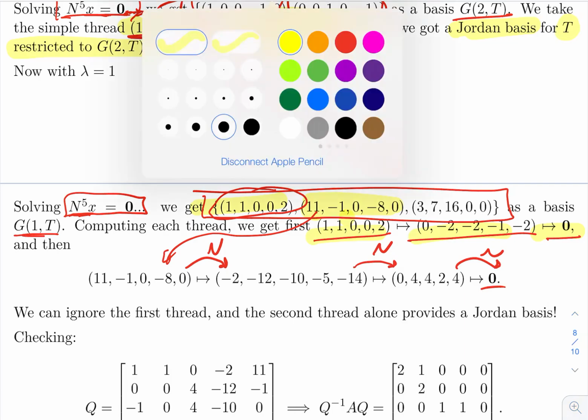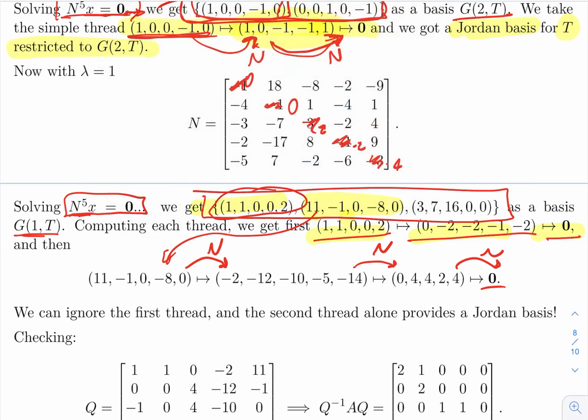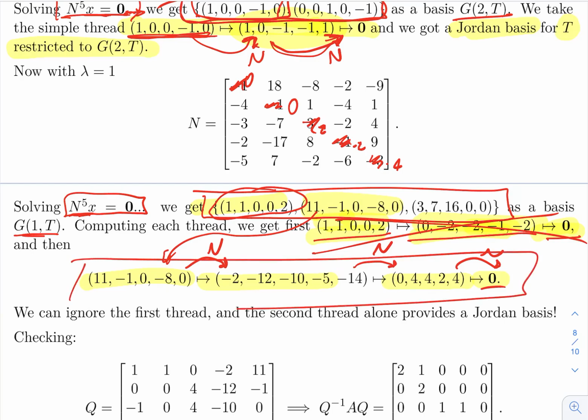So what do we have? We have one thread here with 3 vectors, a closed thread. And we have another thread here with 2 vectors, also a closed thread. What do we want to do with this? Actually, I don't want to follow any specific procedure. Let me just decide ad hoc that I want to completely ignore the existence of this thread, and I'm happy with this one alone. This thread has 3 vectors. It's linearly independent here, because there's only one thread.